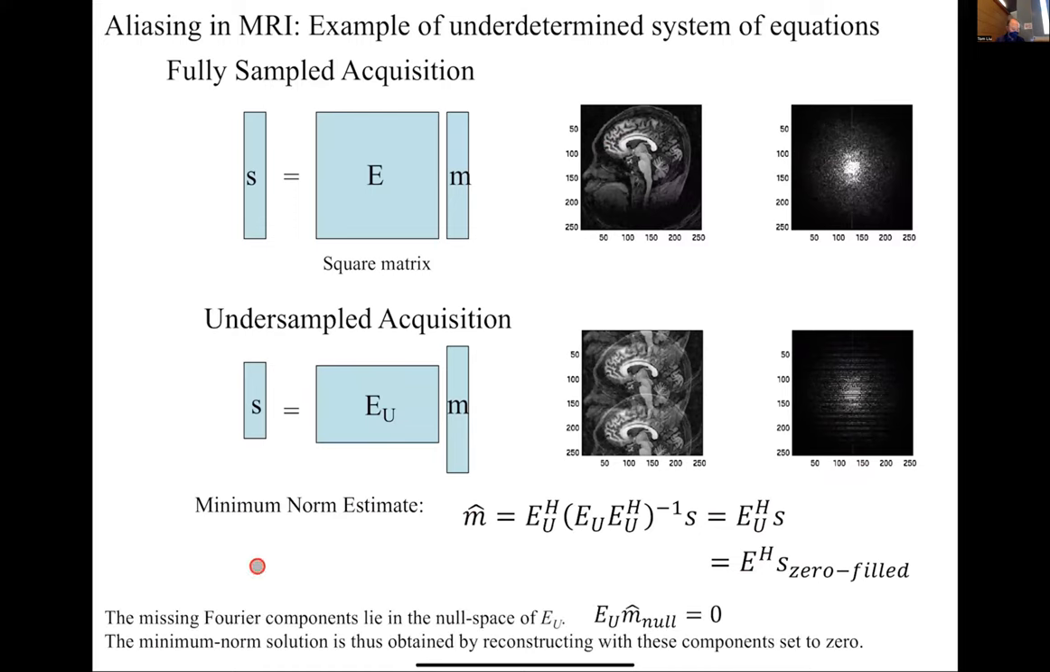Basically, that's equivalent to saying that the missing Fourier components, the ones you didn't measure, lie in the null space of this encoding matrix, which means that this encoding matrix times anything in that null space, M hat, is equal to zero. Okay.